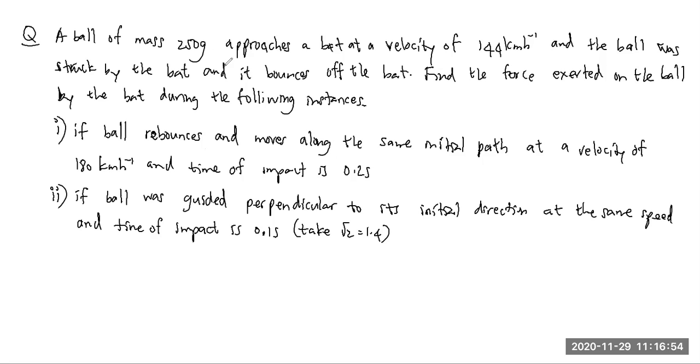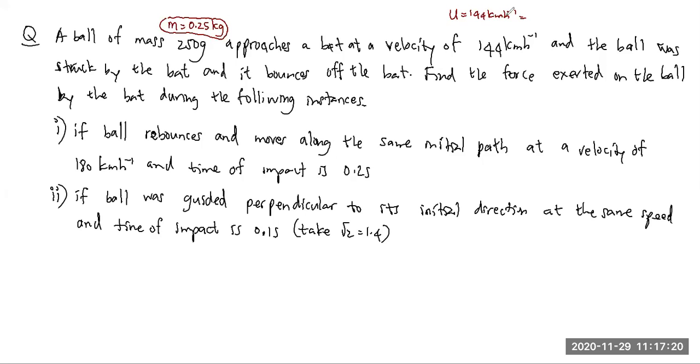All right. So first of all, mass of the ball is given, that is 250 grams. So M is in fact 0.25 kilograms. It's important that we convert everything to SI units. And then this is going to be our initial velocity. So U is equal to 144 kilometers per hour.